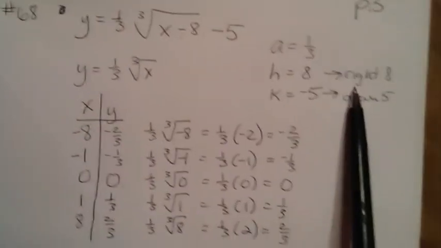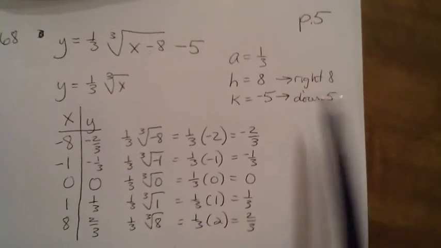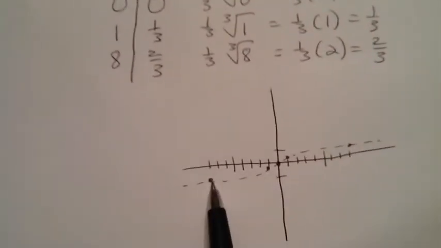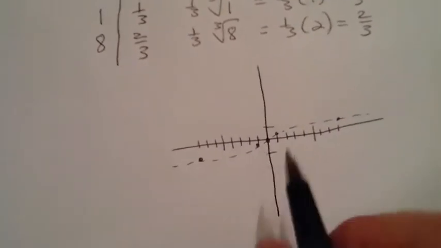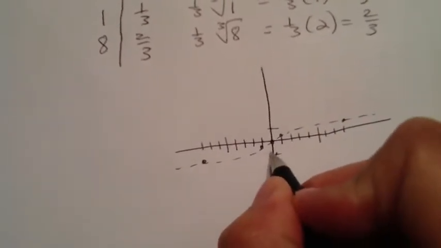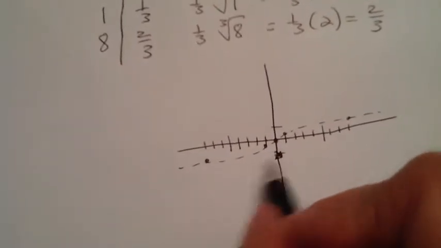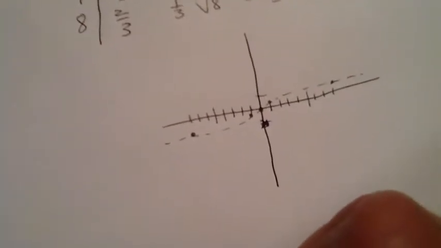Now I looked up here and it says I need to go right 8 and down 5. So that's what I'm going to do. Right 8, down 5. Let's see if we can get this all on one screen. And I'm going to mark X's for these. So if I'm at -8 and I need to go to the right 8, I'm going to be at 0. Oops, sorry about that. I have to go down 5. This was -2/3. Oh my goodness, I picked a humdinger.